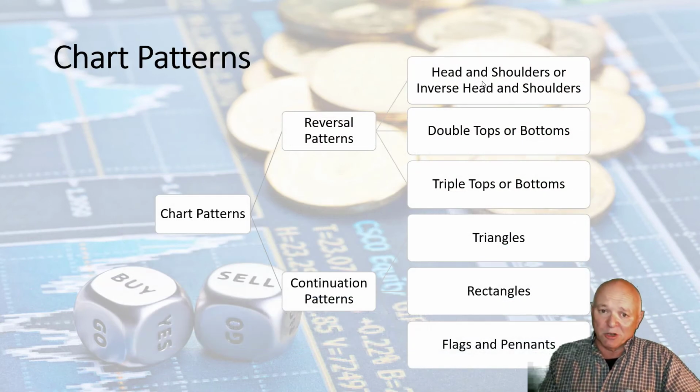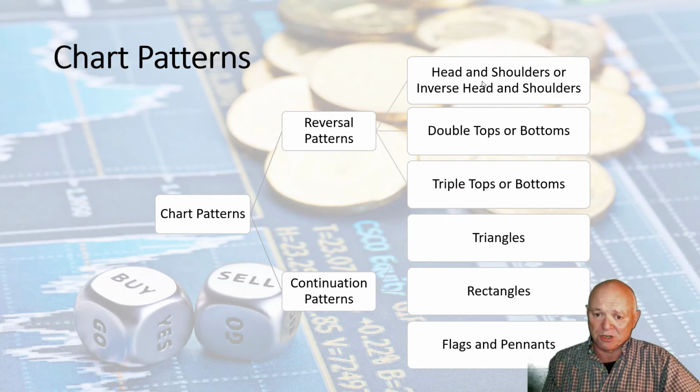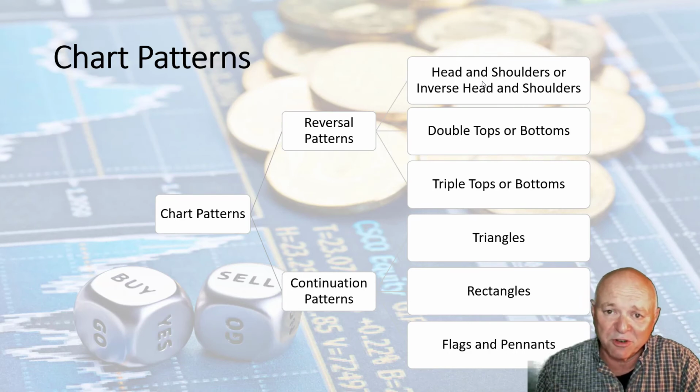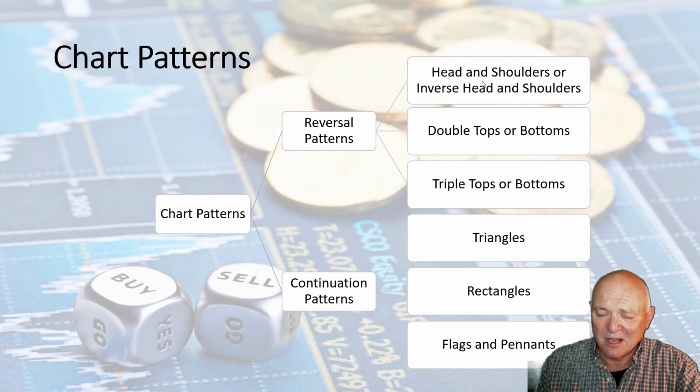There are two things that we look for in patterns. One of them is the reversal of a direction, and the other is the continuation of a direction. If the company is trending upwards, a reversal means it's likely to fall. If the company is trending upwards and it's going to continue trending upwards, we look for a continuation pattern.